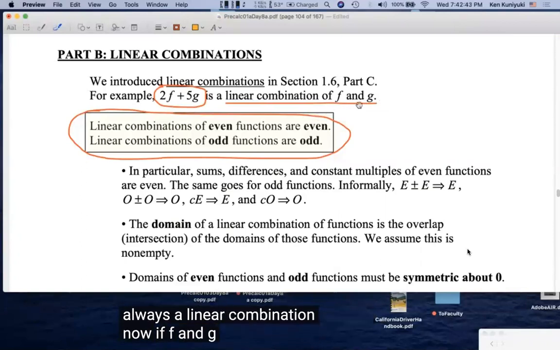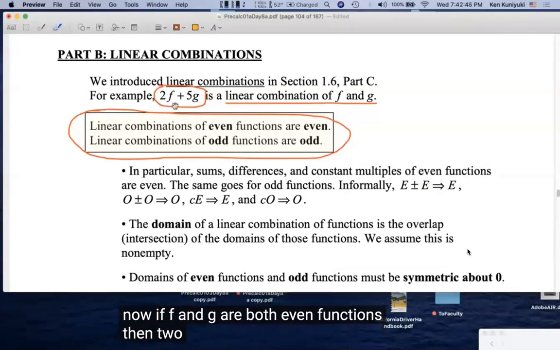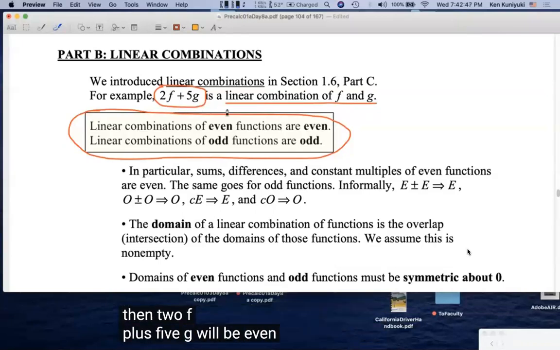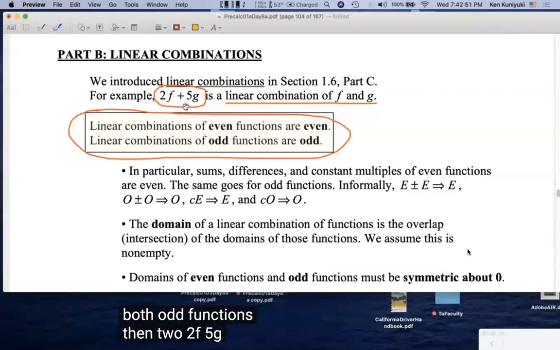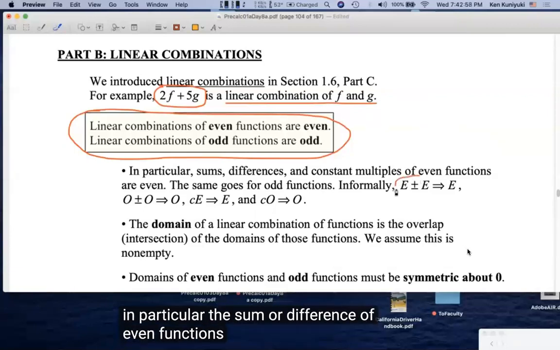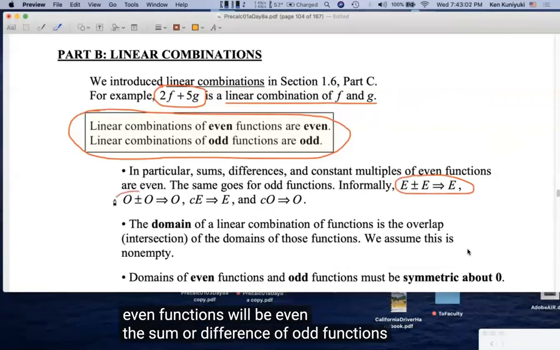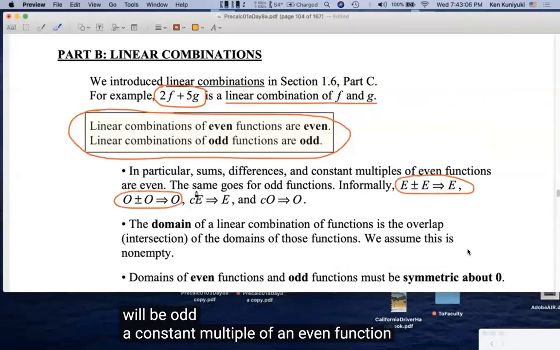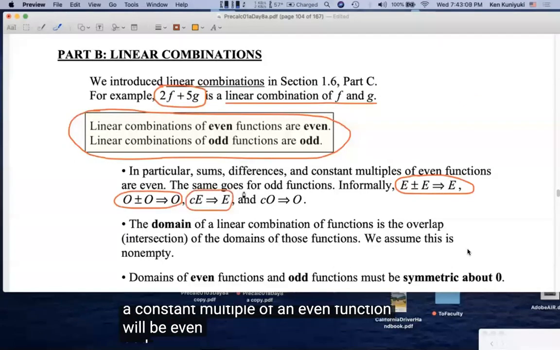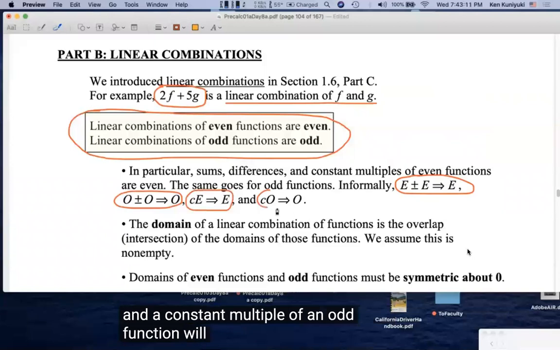Now, if f and g are both even functions, then 2f plus 5g will be even. If f and g are both odd functions, then 2f plus 5g will be odd. In particular, the sum or difference of even functions will be even. The sum or difference of odd functions will be odd. A constant multiple of an even function will be even. And a constant multiple of an odd function will be odd.